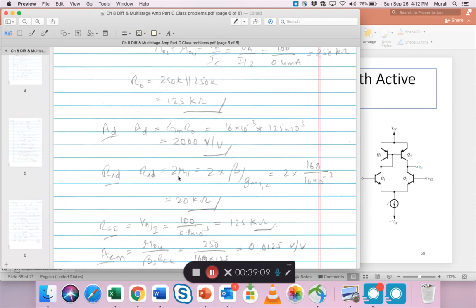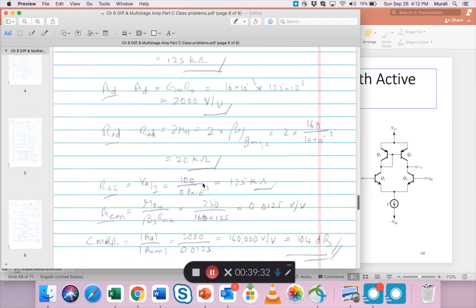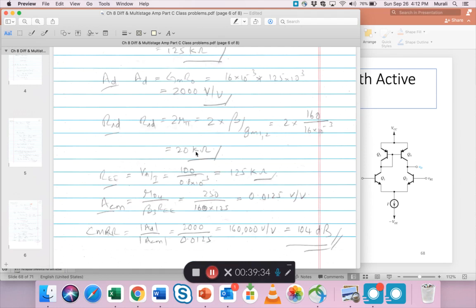That's an important difference. Okay, our input resistance of the differential, of the input signal VID applied differentially to the two bases, the input resistance is this formula, 2 beta by GM12, and beta is given, GM12 we calculated, so you get an input resistance of 20K. Our REE, which is the resistance of this whole current source, is VA by I, which is 100 by this, so 125K.